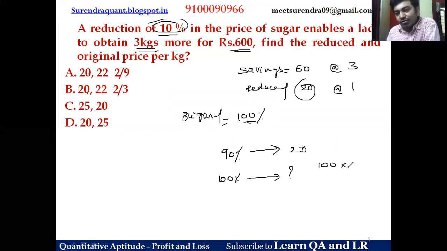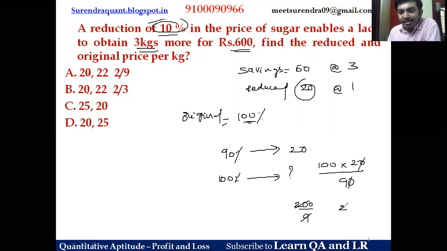So this is 100 into 20 by 90. 0, 0 cancel. This is 200 by 9. 9 2s are 18, 2 remainder. 20 in 20, 9 2s are 18, again 2 remainder. So 22, 2 by 9. So the reduced price is 20 rupees and the original price is 22 2 by 9, and that is option A.